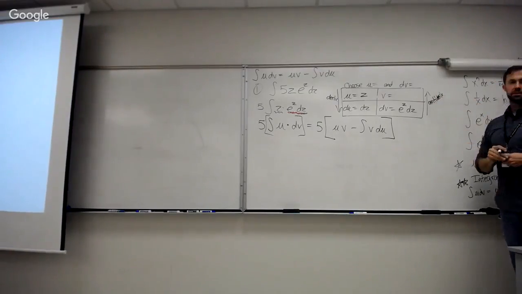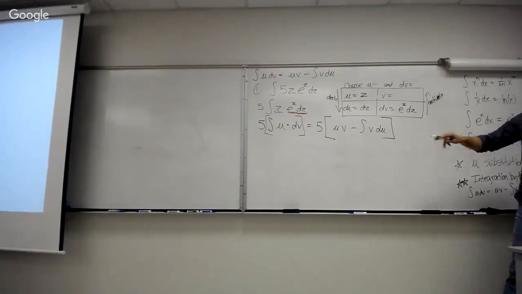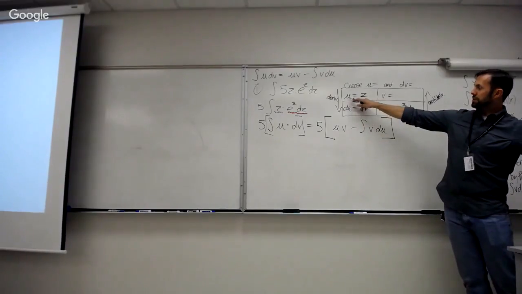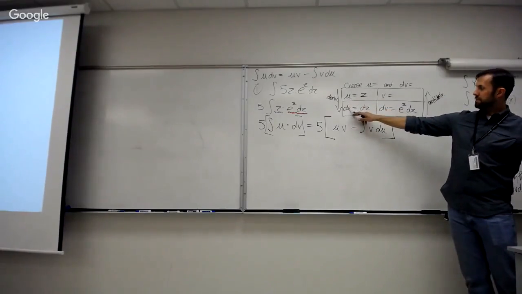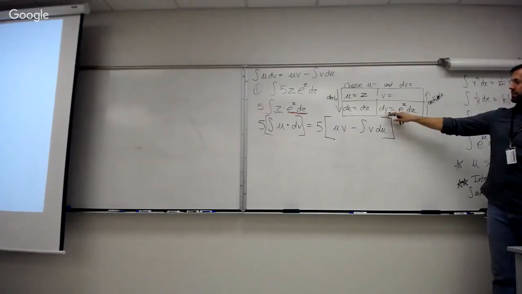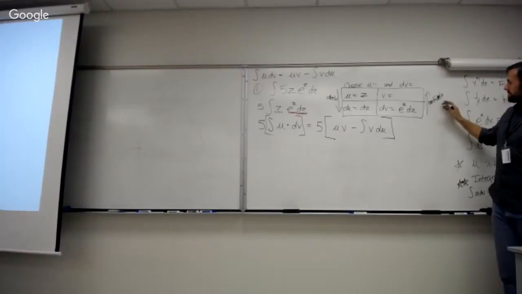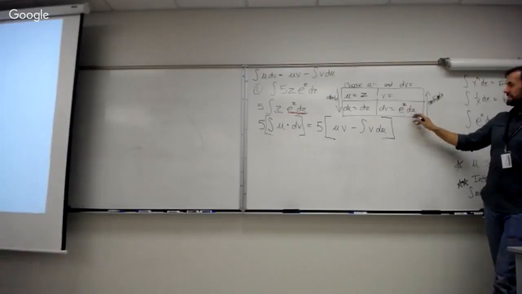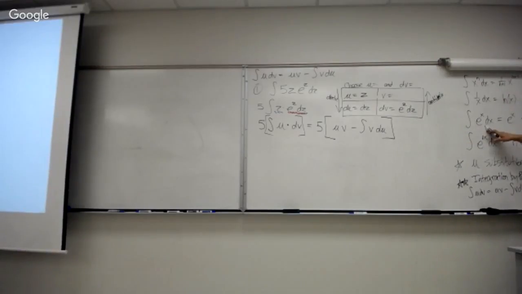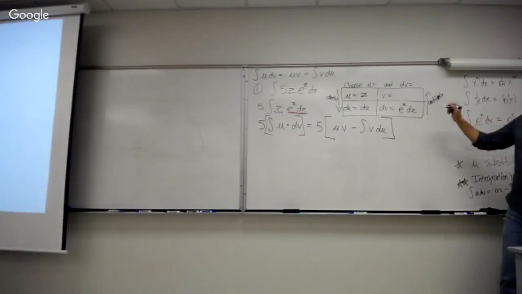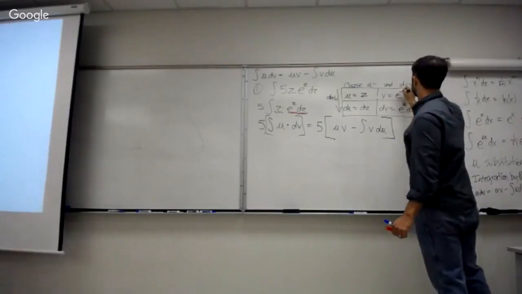You definitely want to draw those little arrows. On this side of the grid, we started knowing what u was, so we had to calculate du. On this side of the table, we know what dv is, and so we have to do an antiderivative to find out what v is. What's the antiderivative of e to the z dz? You'll notice we have a formula for that. The integral of e to the z is e to the z. So now I know that v is equal to e to the z.